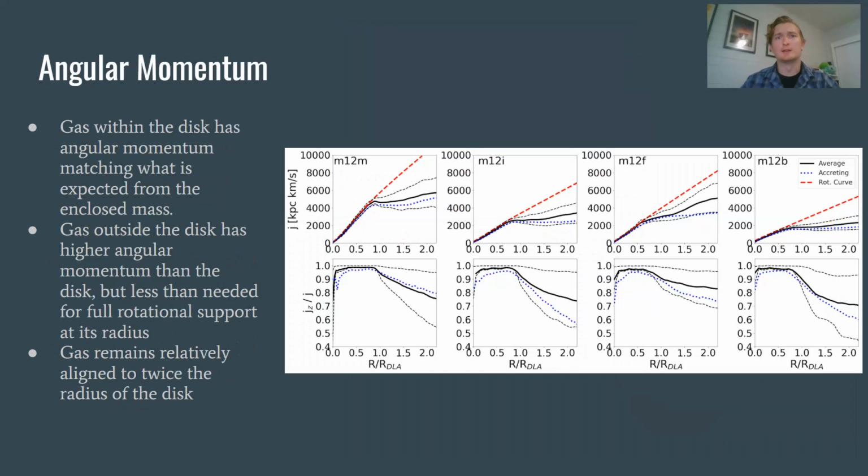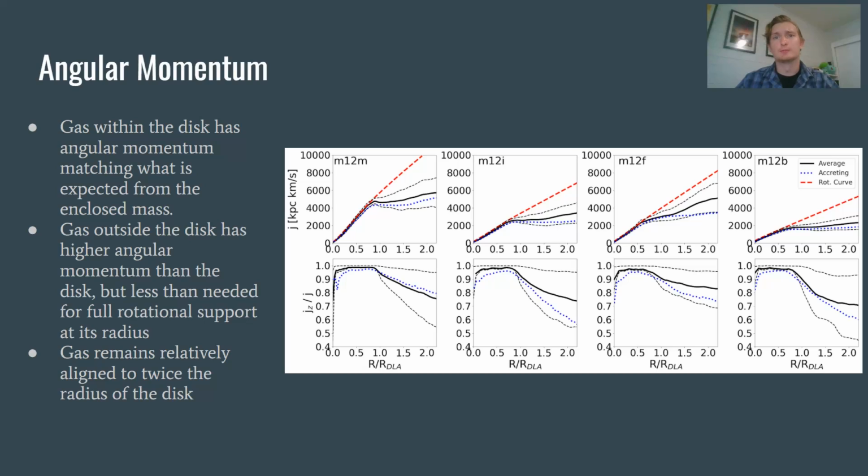So what does this look like in angular momentum? This top row shows the average specific angular momentum of the gas. The red dashed line shows the rotation curve calculated from the enclosed mass. So interior to the disk edge, the gas is fully rotationally supported. Outside of the disk, the specific angular momentum still increases with increasing radius, but it's much flatter. So it's not fully rotationally supported.